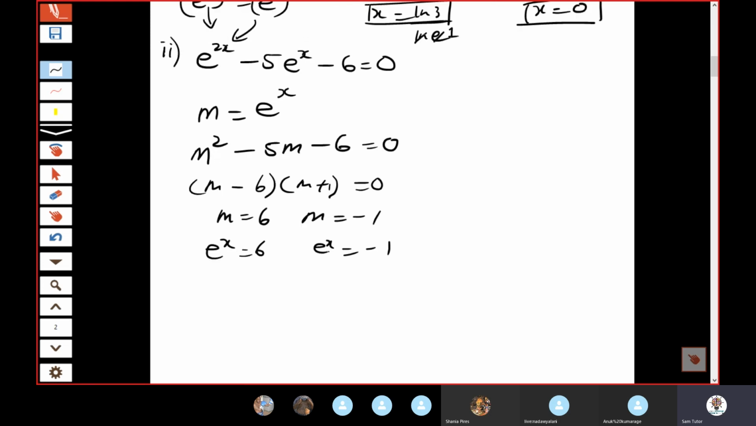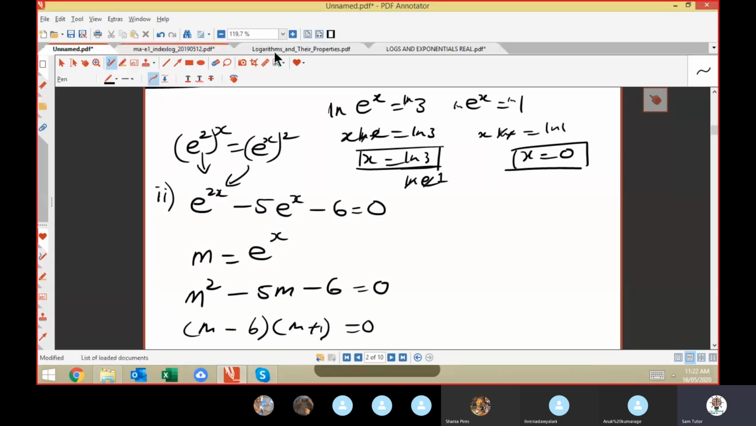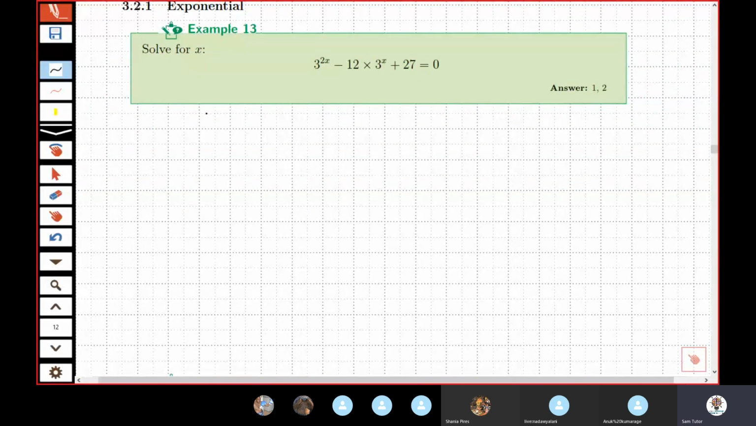Log both sides, but if I log the right-hand side here, you can't log the negative, so there's no solution for that one. For this one, when you log both sides, x comes down, log e will cancel out, and your answer pretty much just becomes log 6. All right. Any questions? Now we should know how to solve for logs and for exponentials.